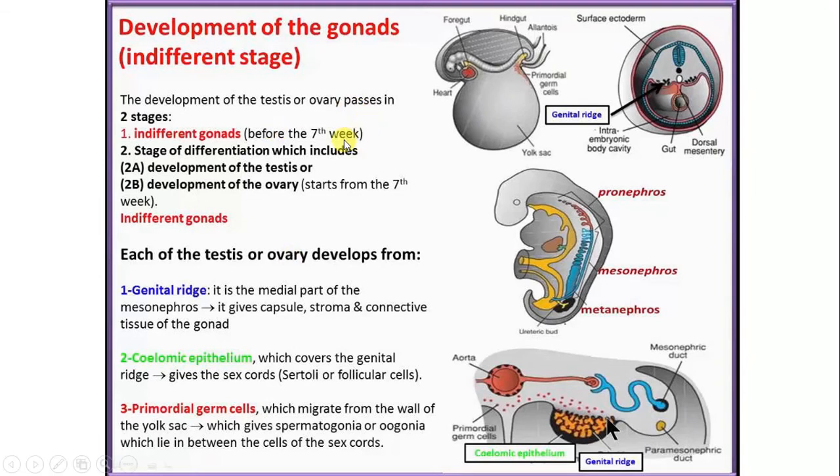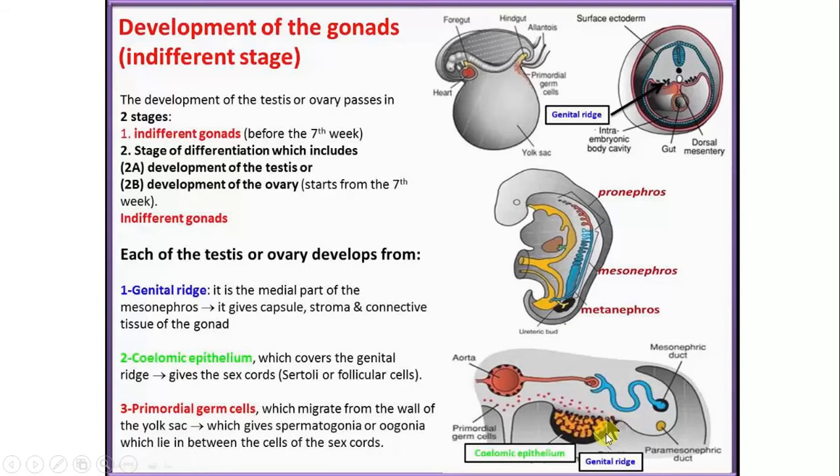So in the indifferent stage of the development of testes and ovary, it passes in two stages. Number one is the indifferent stage, and it's before the seventh week or sixth week. A stage of differentiation includes development of testes and development of the ovaries. Then a genital ridge and a coelomic epithelium and primordial germ cells.